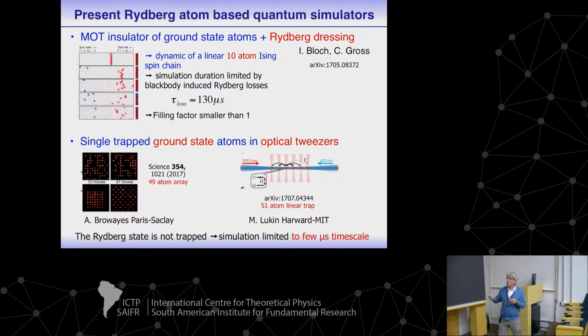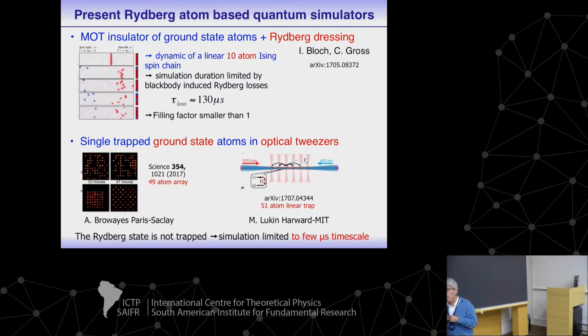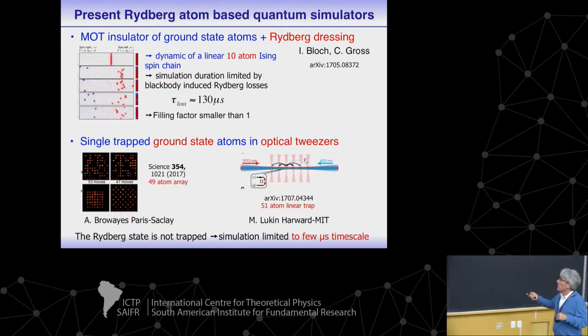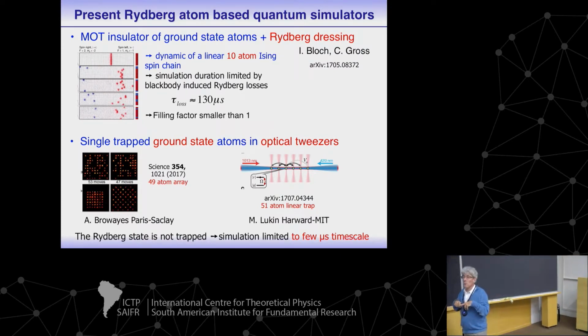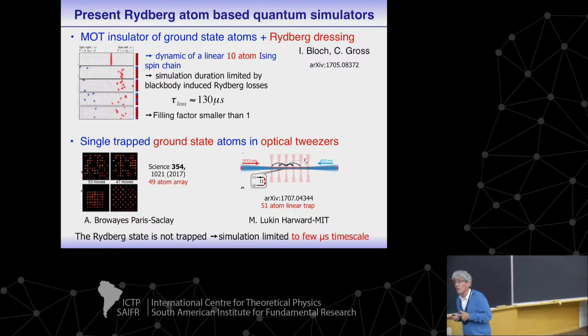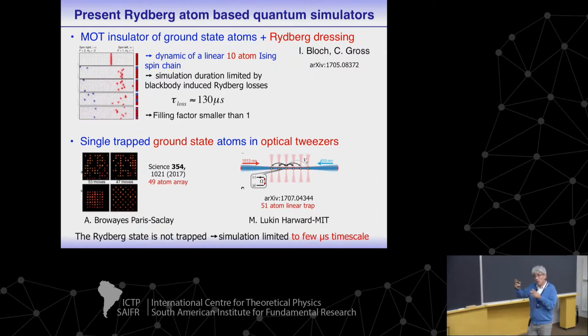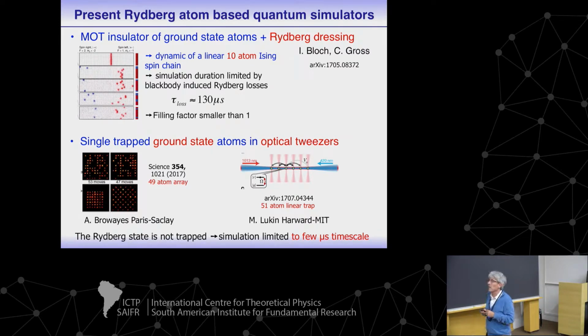So if you want to perform simulation at a time scale where motion is negligible, yes? Why did they not use the tweezer? Okay, they do not use the tweezer because these tweezers are operating with a focused laser beam, and it's anti-trapping for Rydberg atoms. So it's not trapped in this kind of tweezer. You have to use another kind of tweezer, but I will give more details about that just later.